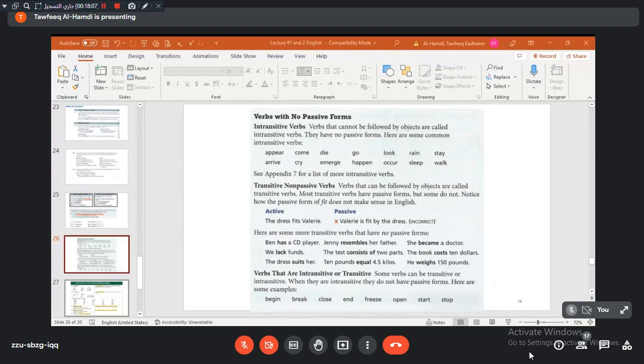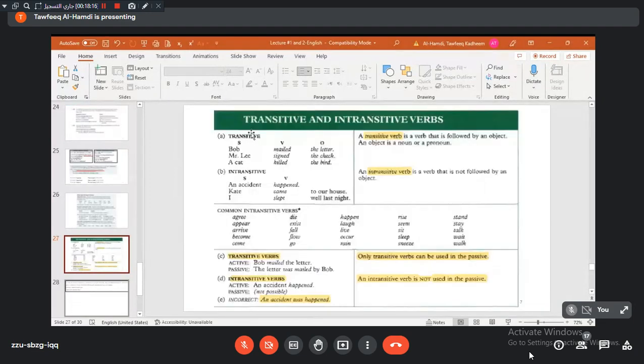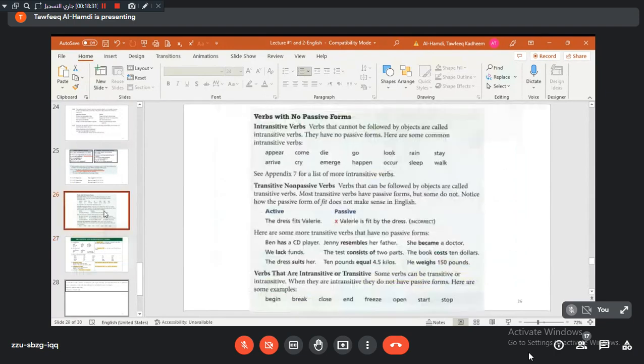Transitive and intransitive verbs. This is a table that can help you to make a brief of the difference between the transitive verbs and intransitive verbs, which I got from a book to help you in concluding notes related to the transitive and intransitive verbs.